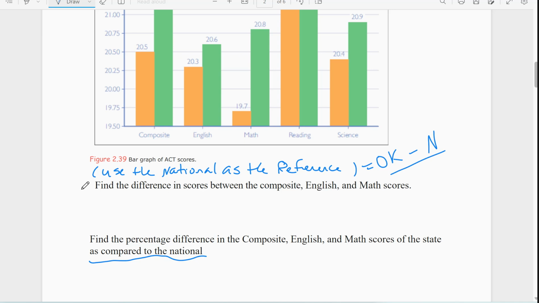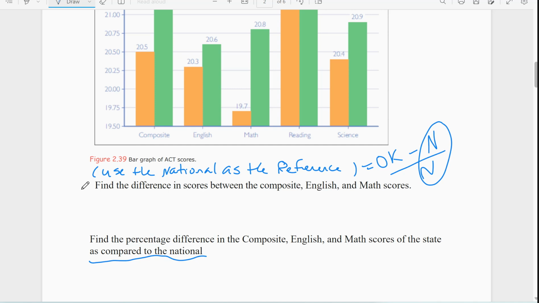So again, these values should always be your reference values, right? So Oklahoma City is what we're comparing to the national. So you take your Oklahoma City minus the national. All right, that gets you the difference, the comparison. And then when you find the percent difference, you take the Oklahoma City ACT minus the national divided by the national, and then we'll multiply by 100 to make it a percentage. All right, so find the difference between each of the scores.